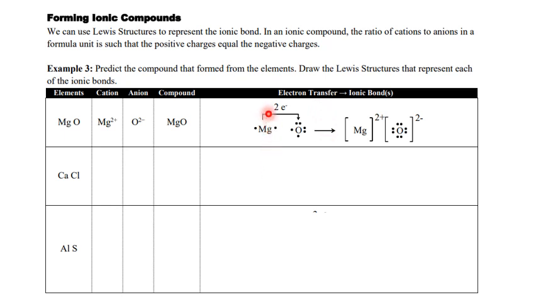Exchange of electrons. 2 electrons, this one and this one, go right there. 8 and 8, we're happy. But what happens when you have an issue? What happens when you have 2 plus and a 1 negative? How do we fix this?